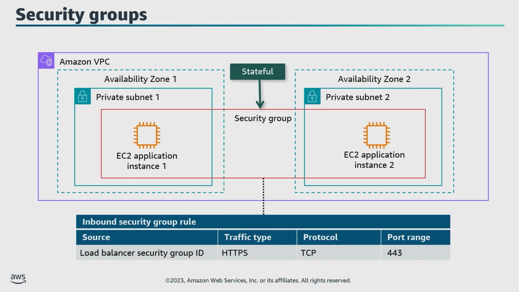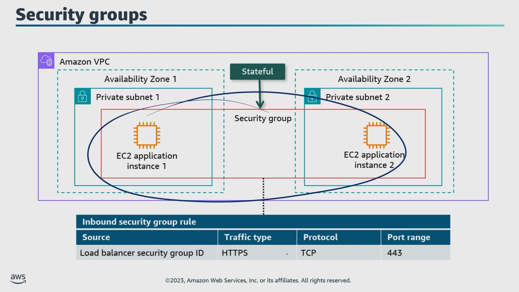Security groups can span multiple availability zones, and you can define relationships between security groups. In this example, business applications in instance 1 and 2 are in the same security group. The security group allows inbound HTTPS traffic.